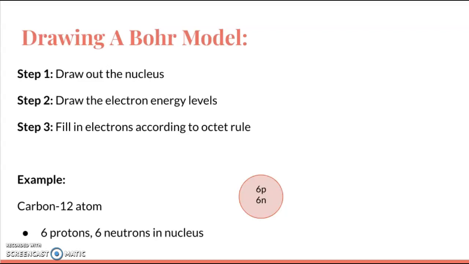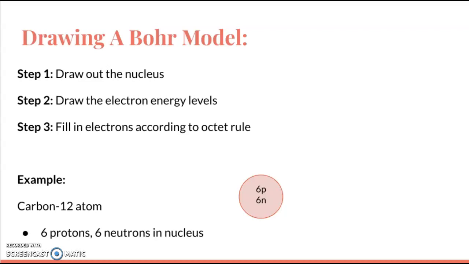And when we're drawing a Bohr model, we have 3 steps that we go by. One is I'm going to draw out my nucleus, then I'm going to draw my energy levels, and then I'm going to fill in my electrons according to my octet rule. So we're going to go through an example real fast before you get to some practice.